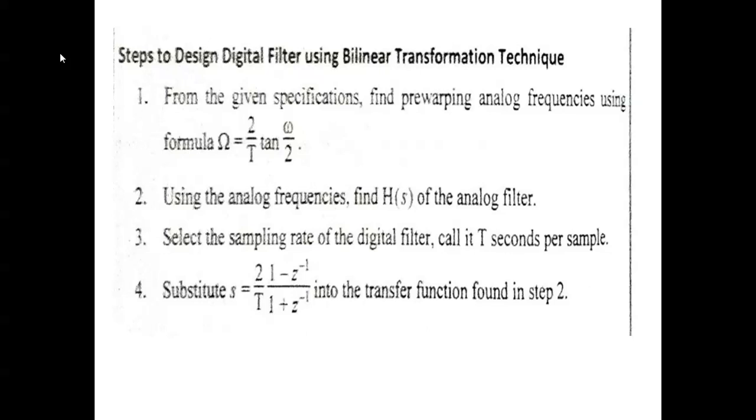Then the steps to design a digital filter using the bilinear transformation technique. From the given specification, we find the pre-warped analog frequencies using the formula omega = 2/T tan(omega/2). So this is the first step. Using the analog frequencies, find H(s) of the analog filter and select the sampling rate of the digital filter, call it T seconds per sample, and substitute s = 2/T (1 - z inverse)/(1 + z inverse) into the transfer function found in step 2.